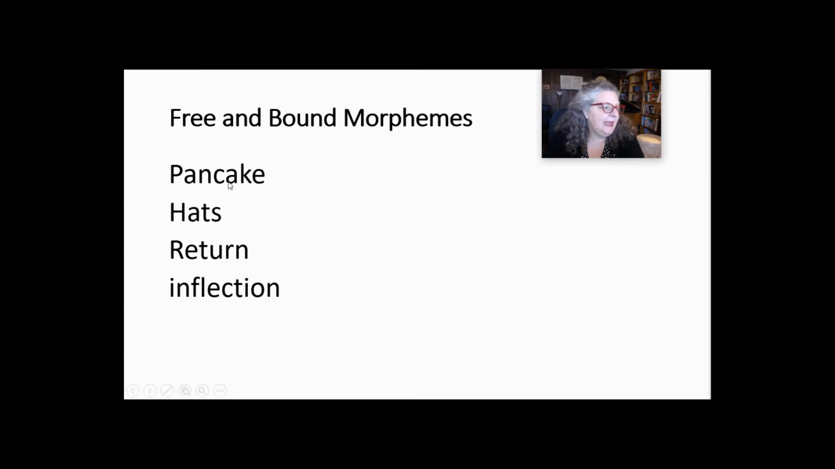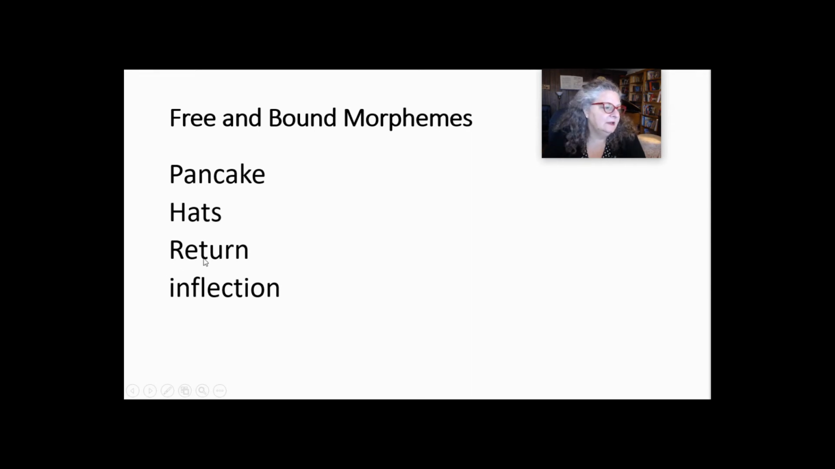So in the word pancake, you have two base words. And we know base words can stand on their own. So what you have here is a free morpheme and a free morpheme. In the word hats, hat can stand alone, so it's free. And at the end, we can't just walk up to somebody and say s, right? And then they know we're meaning plural somehow. So the s is a bound morpheme.